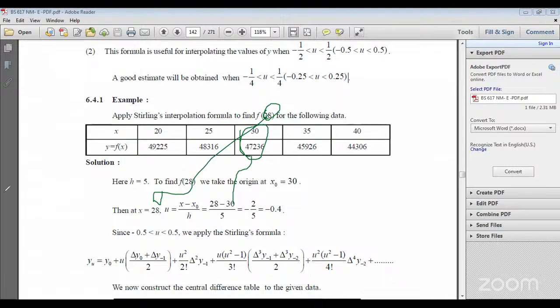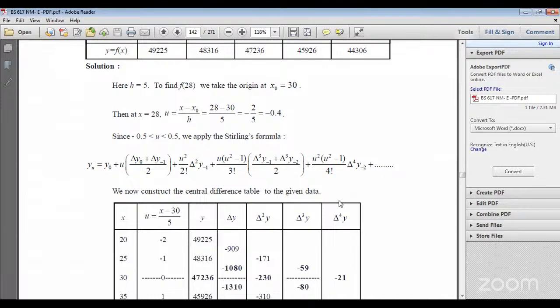Stirling's formula: y u is equal to y naught plus u into (del y naught plus del y minus 1) by 2, plus u square by 2 factorial del square y minus 1, plus u into (u square minus 1) by 3 factorial into (del cube y minus 1 plus del cube y minus 2) by 2, plus u square into (u square minus 1) by 4 factorial del power 4 y minus 2.